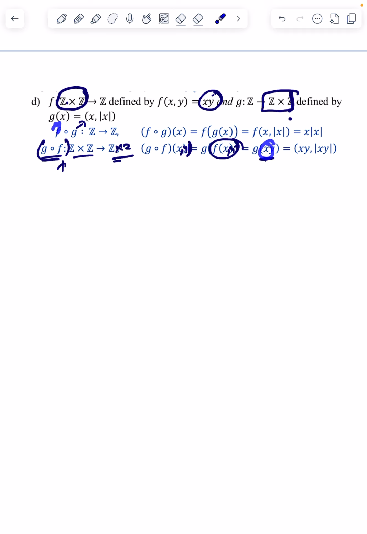Now G of XY requires a single input, but you observe here, wherever X is, if you compare this one, in place of X, XY is there. So that's why this XY you can substitute here and here. That's why you substituted this one. So in this way we got this answer.